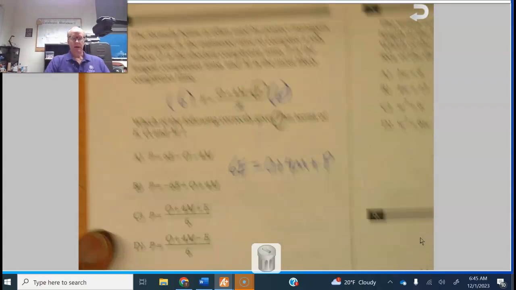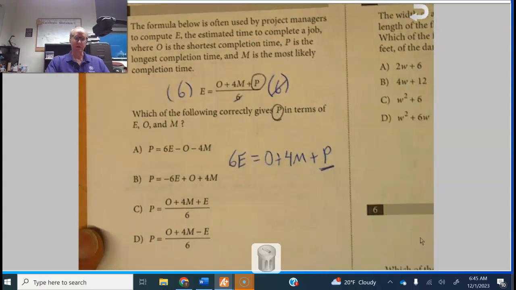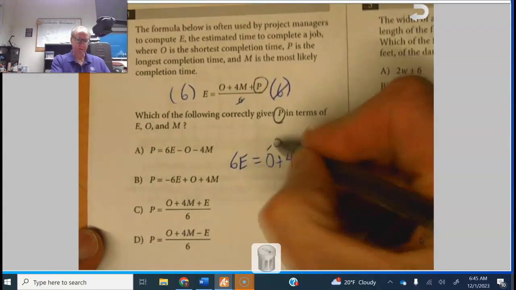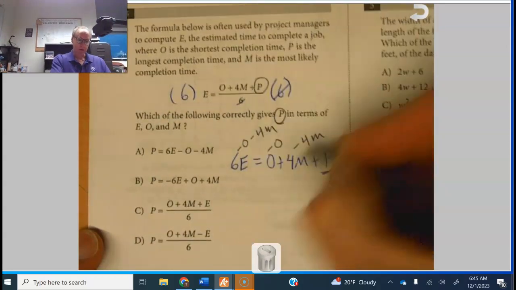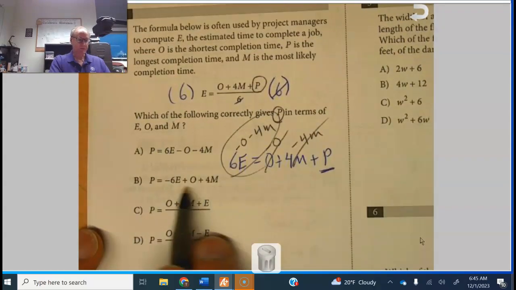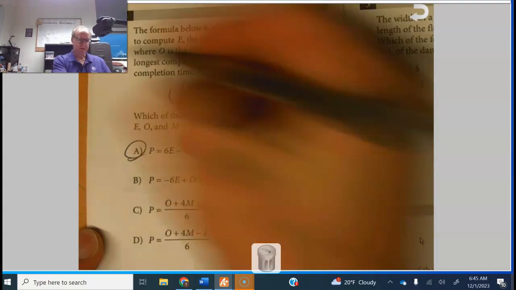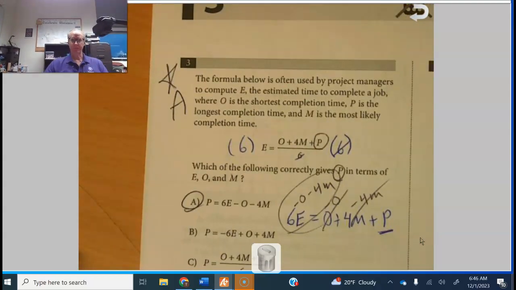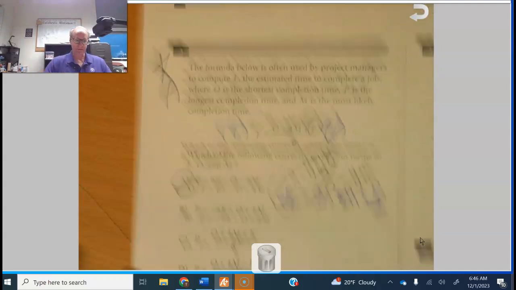Now, I'm going to guess most of you know what to do next. You're going to solve for p, so we need to get rid of the O and the 4m, and we're just going to subtract them from both sides. There's our solution, and it looks like it's going to be P equals 6e minus O minus 4m, which is A. And again, I'm pretty sure, so I put a star. I like classifying my answers, and I'll show you how I classify other answers another time.